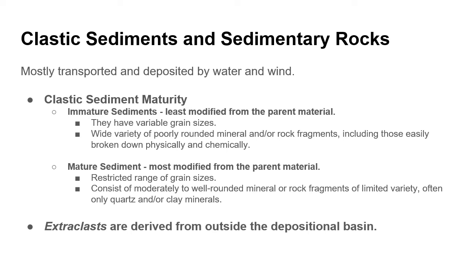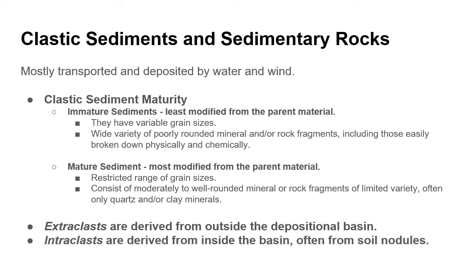Now, we have two different varieties of clasts that we can refer to in terms of basins. Extraclasts are grains or clastic fragments that are derived from outside of a depositional basin. So these are what are going to be transported in. Alternatively, our intraclasts are grains that are formed from within or derived from within the basin, maybe fracturing from rocks that are already in the basin, but often these include sediments that are sourced from soil nodules. So we have different types of clasts in terms of how we describe them with maturity, but also where that source material is.